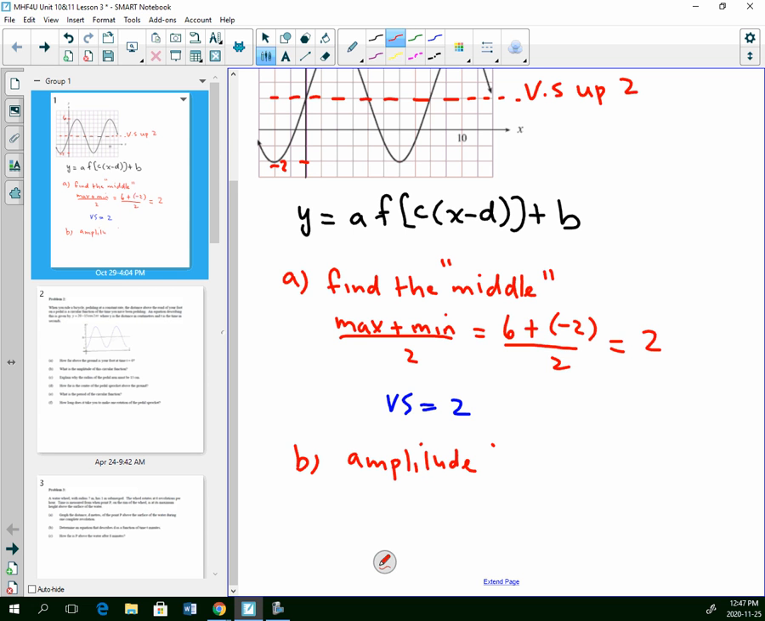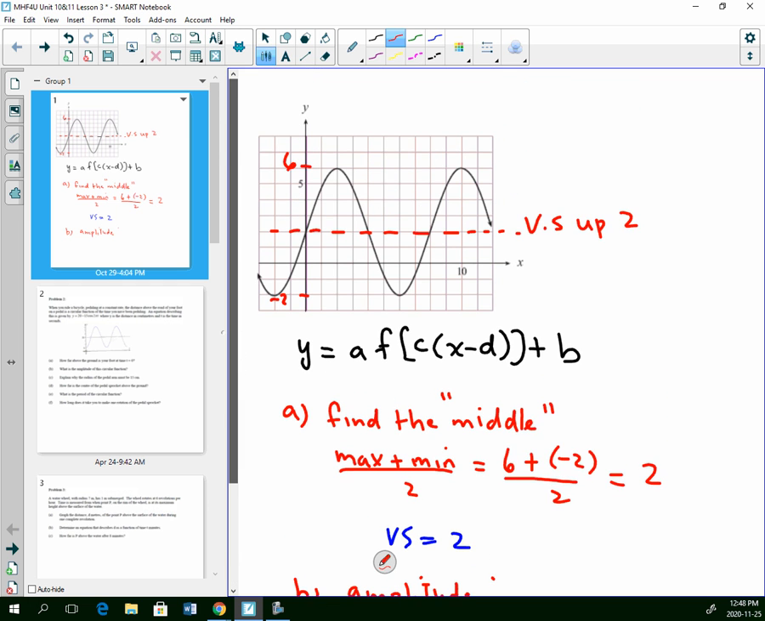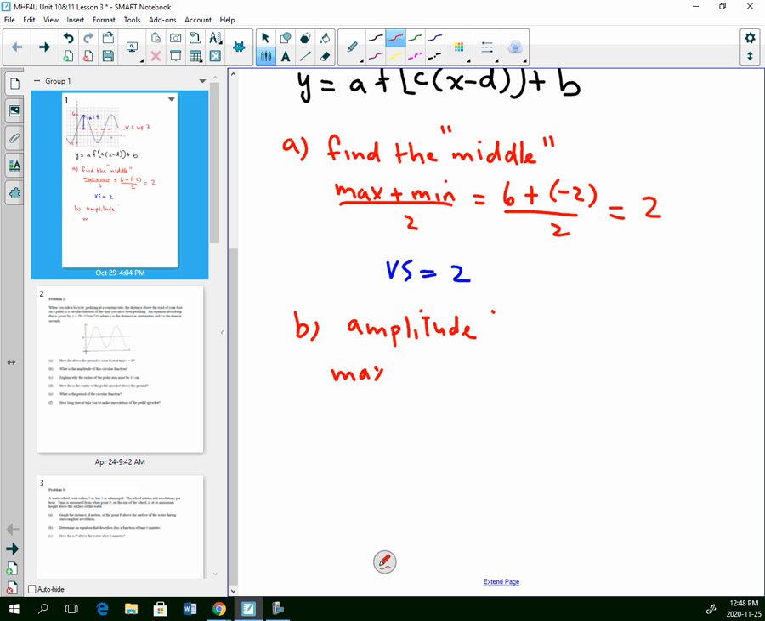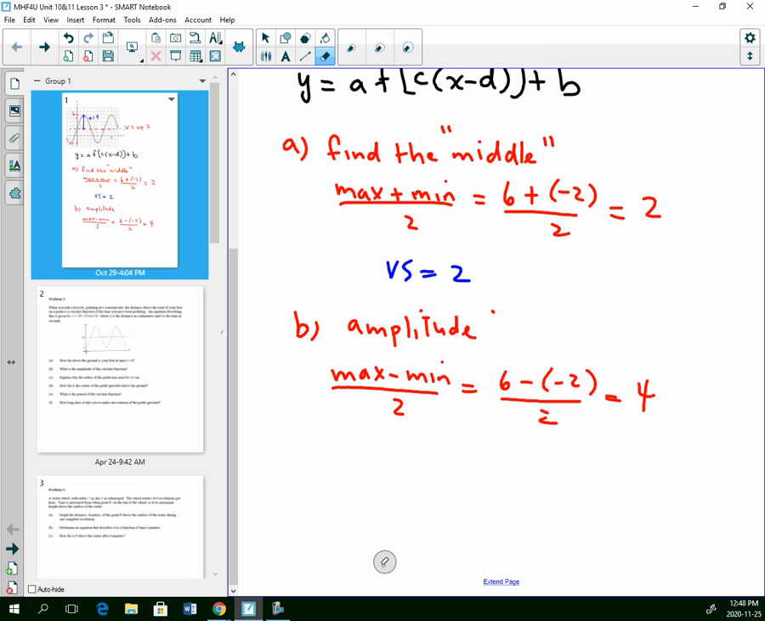As mentioned previously, you could count from the graph. Now that I know where the middle is, I can count 1, 2, 3, 4 to the top, or 1, 2, 3, 4 to the bottom. So I can see that my amplitude is 4. If you want to double check, you can take the top minus the bottom, so we're taking the difference between the maximum and the minimum, and dividing by 2. That also gives us the amplitude. So the amplitude is 4.